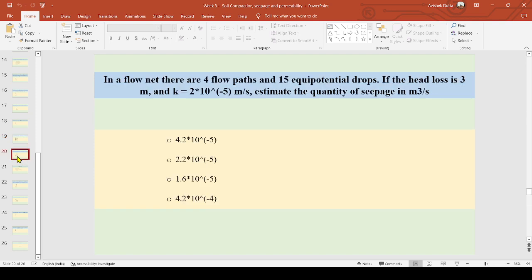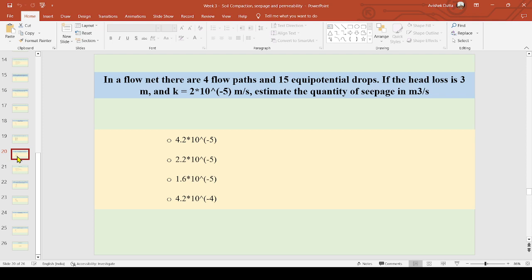In a flow net, there are 4 flow paths and 15 equipotential drops. If the head loss is 3 meter and K, that is the coefficient of permeability, is 2 into 10 to the power minus 5 meter per second, estimate the quantity of seepage in meter cube per second. I repeat, there are 4 flow paths and 15 equipotential drops. The head loss is 3 meter and K equals 2 into 10 to the power minus 5 meter per second. Now estimate the quantity of seepage in meter cube per second.